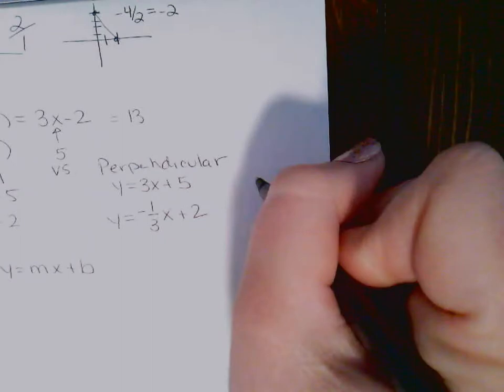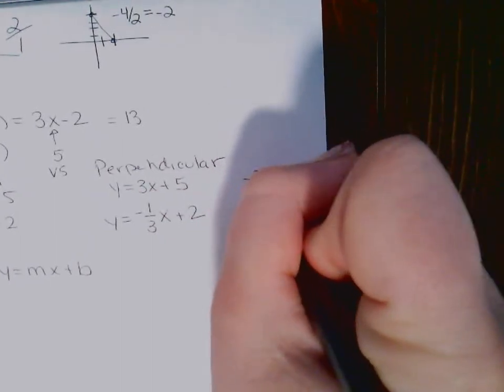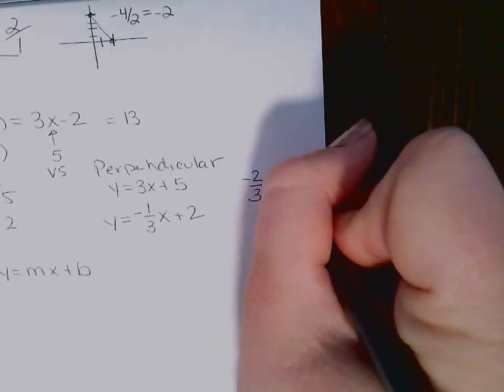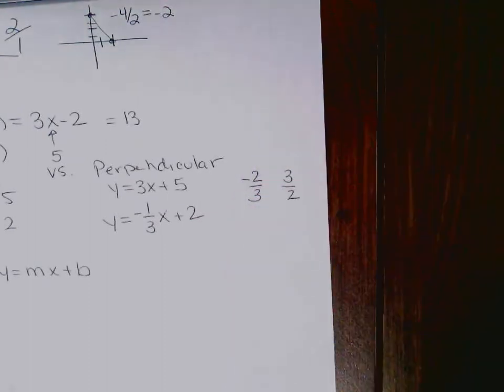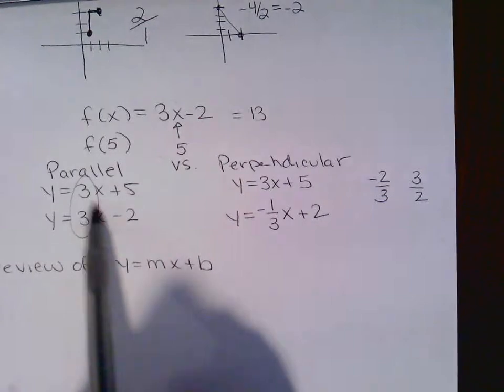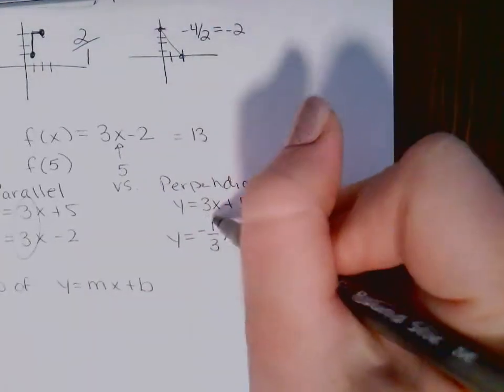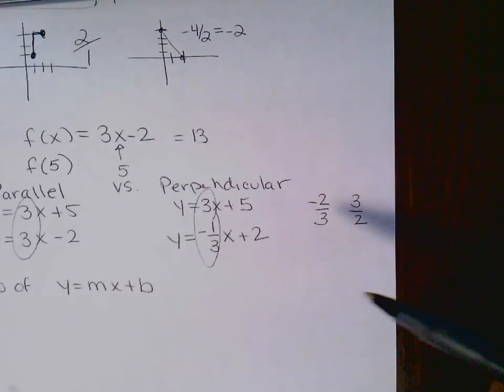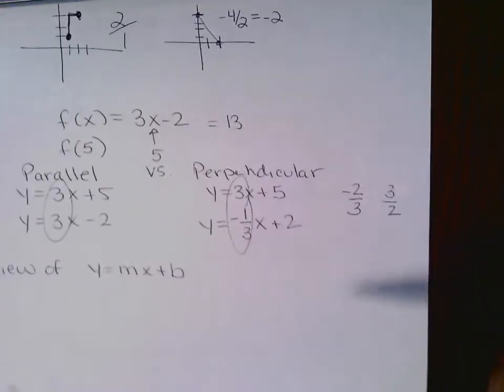So for example, if you had a slope of -2/3, you would have to have +3/2 in order for those to be perpendicular slopes. And obviously, if it's not the same and it's not opposite reciprocal, it would have to be neither. So parallel, perpendicular, or neither.